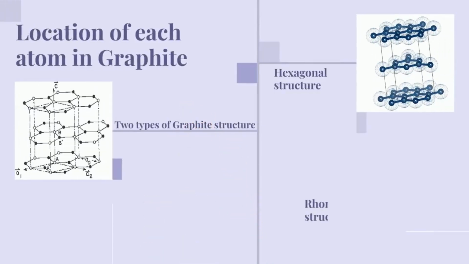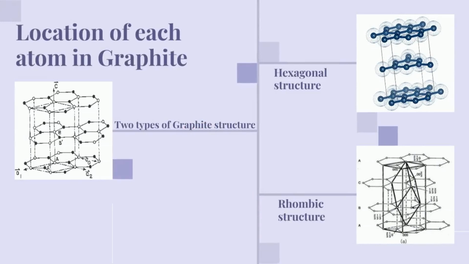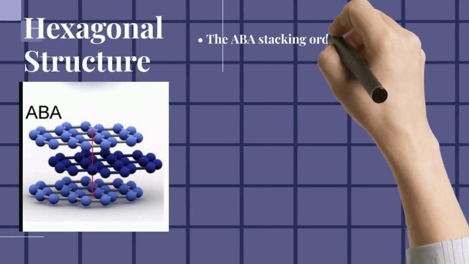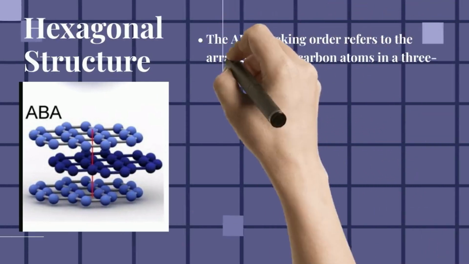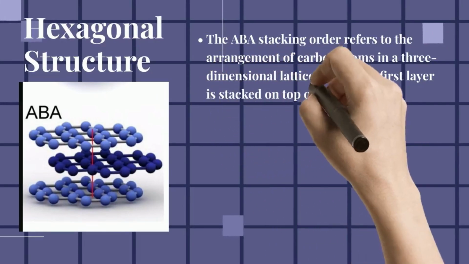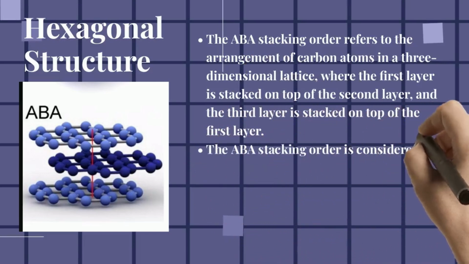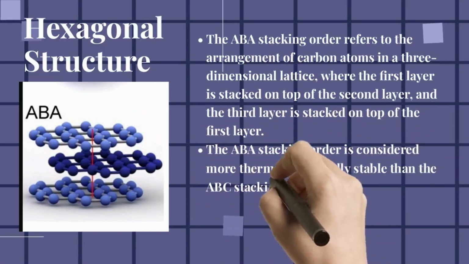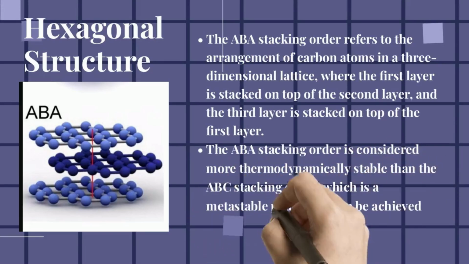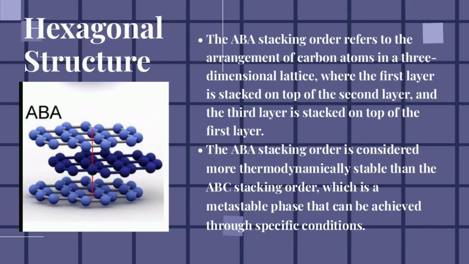Next is the location of each atom in graphite. There are 2 types of graphite structure here, which are hexagonal structure and rhombohedral structure. This is the hexagonal structure of graphite. The ABA stacking order refers to the arrangement of carbon atoms in a 3-dimensional lattice, where the first layer is stacked on the top of the second layer, and the third layer is stacked on the top of the first layer. The ABA stacking order is considered more thermodynamically stable than the ABC stacking order, which is a metastable phase that can be achieved through specific conditions.